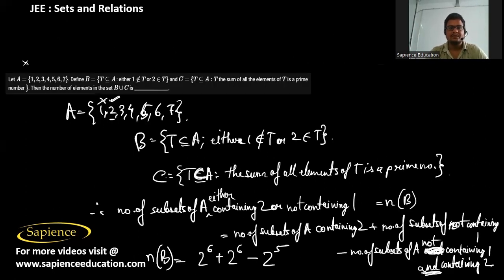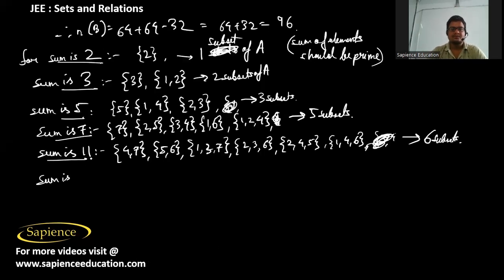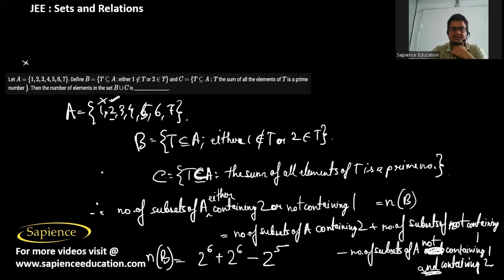The sum can go maximum till 13. Since 13 is a prime number, for 2 elements it can be maximum 13.